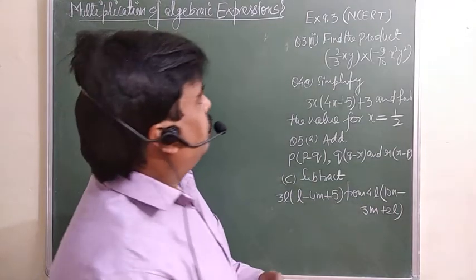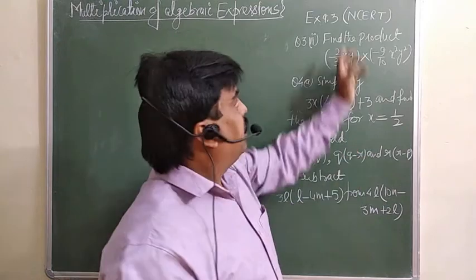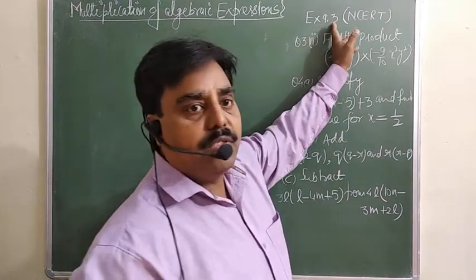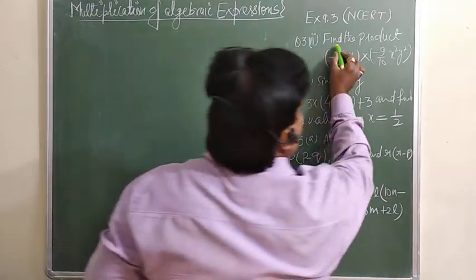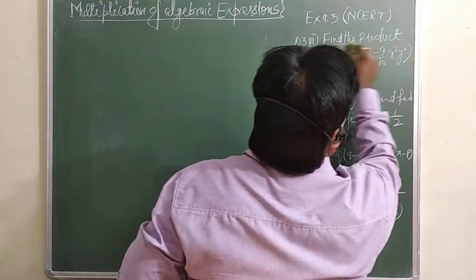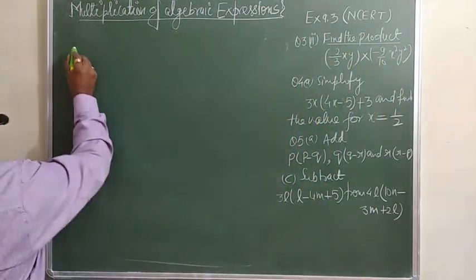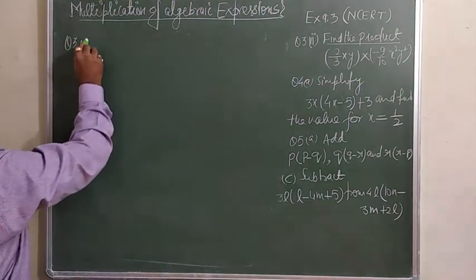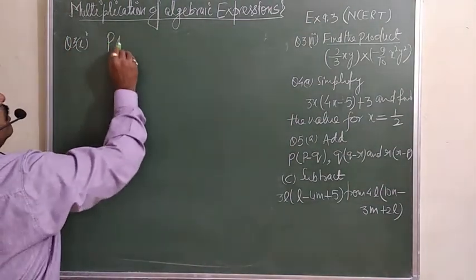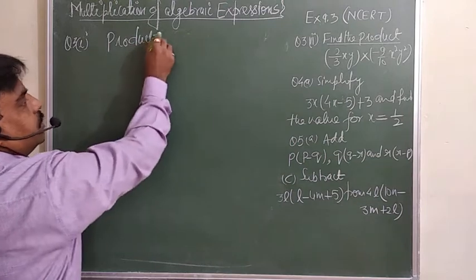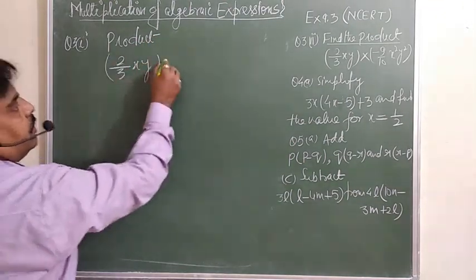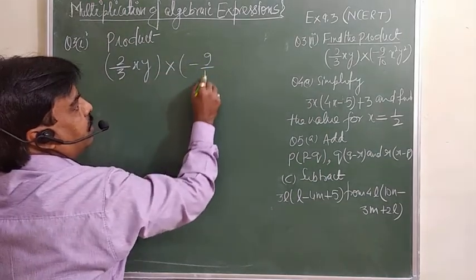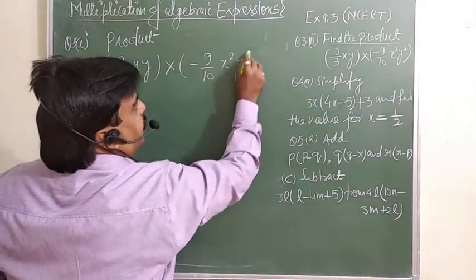Okay, now these are the few questions I am taking from your NCERT exercise 9.3. We are discussing questions from 9.3. First, you have to find the product. You are supposed to find the product here only. First part, I am taking question number 3 first part. Find the product. What we have to do is find their product. This is your 2 over 3 xy into minus 9 over 10 x square y square.